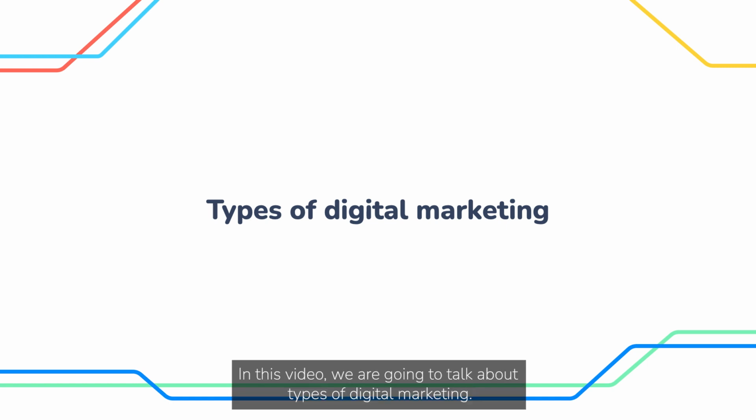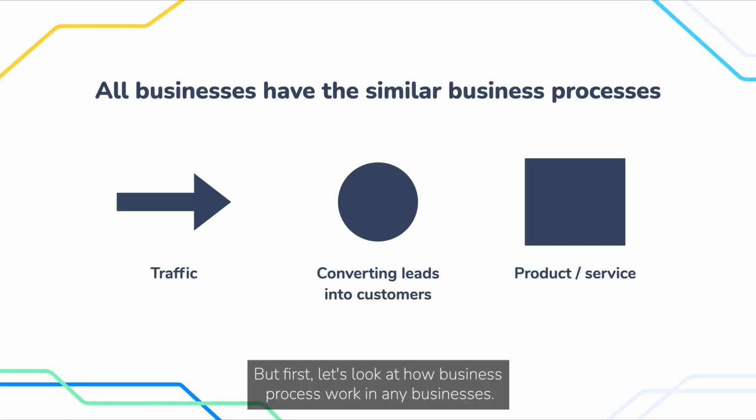In this video, we are going to talk about types of digital marketing. But first, let's look at how business processes work in any business.